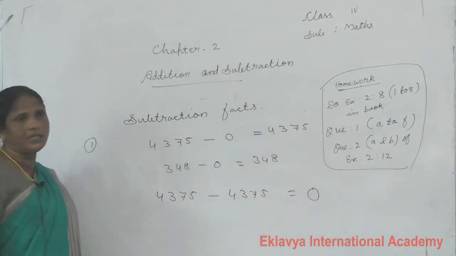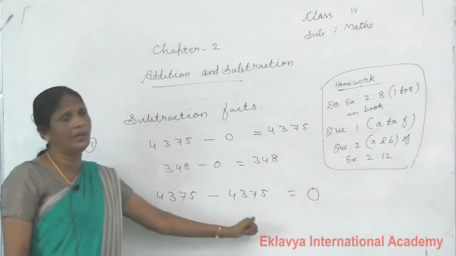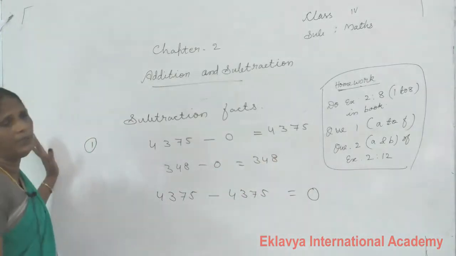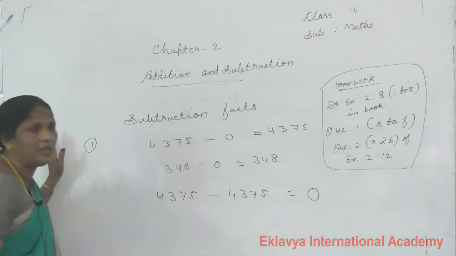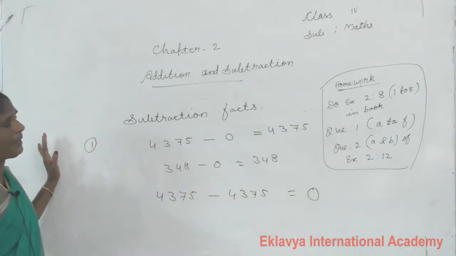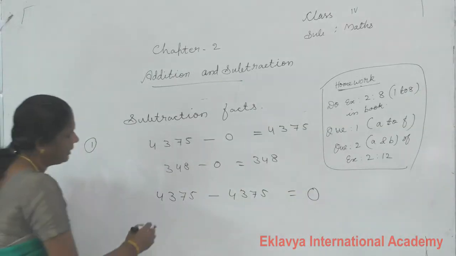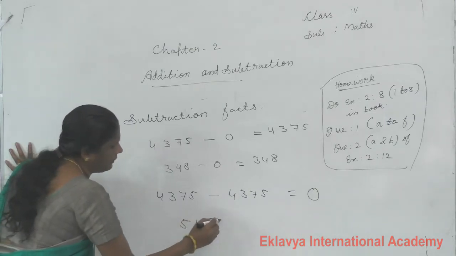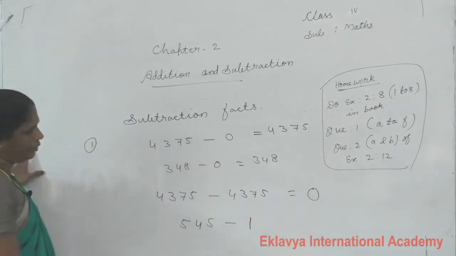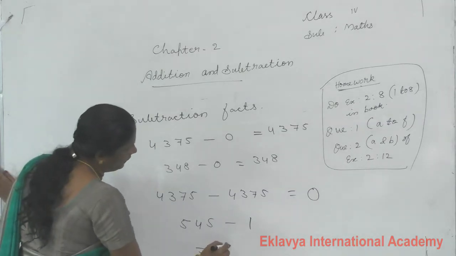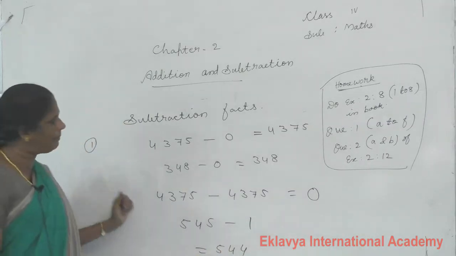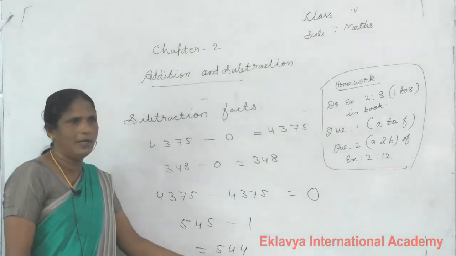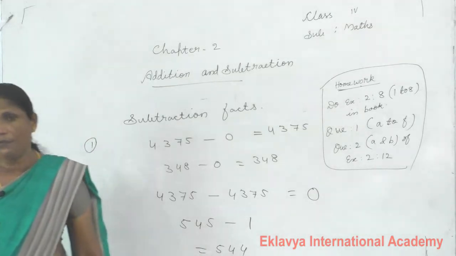Next, subtracting 1 from a given number. Subtract 1 from any number, then you get the predecessor of the number. Then 545 minus 1, you get 544. This is the predecessor of 545. Understand these facts? Then simplify also.